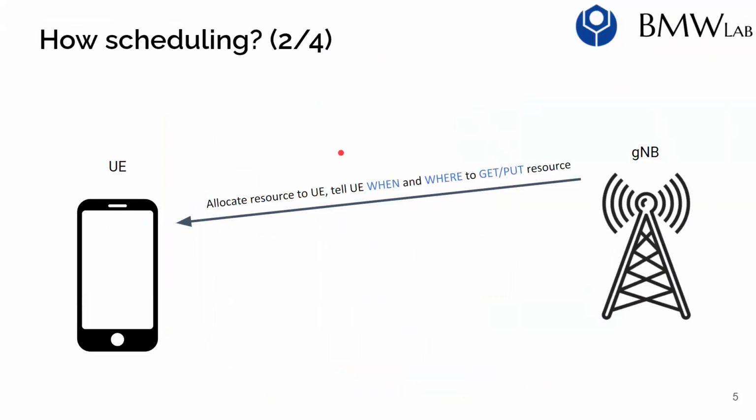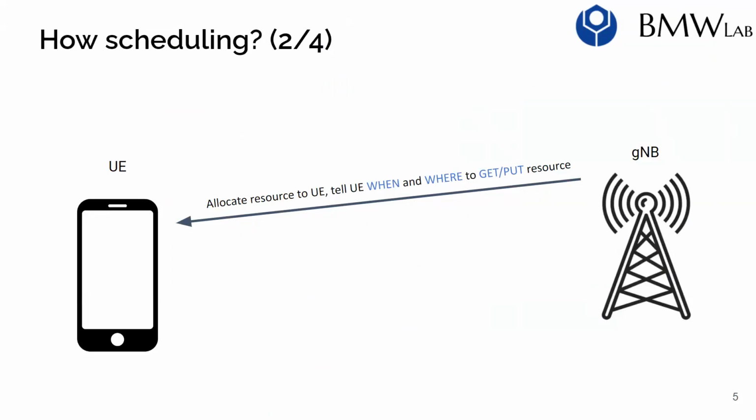Okay. And here's another example. If the UE and the gNB want to communicate with each other, I mean if the UE wants to send some data to the gNB or get data from the gNB, the resource must be allocated to the UE first, telling the UE when and where to get or put the resource.